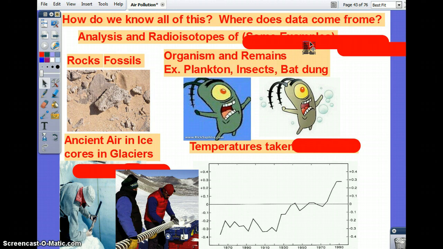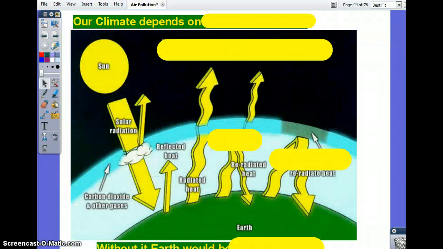So remains of plankton, insects, and bat dung. And obviously temperatures taken since 1861, which is where they can actually say they were monitoring temperatures accurately. So anything besides 1861, we have to use fossils or these ice cores in order to determine what levels of temperature were.